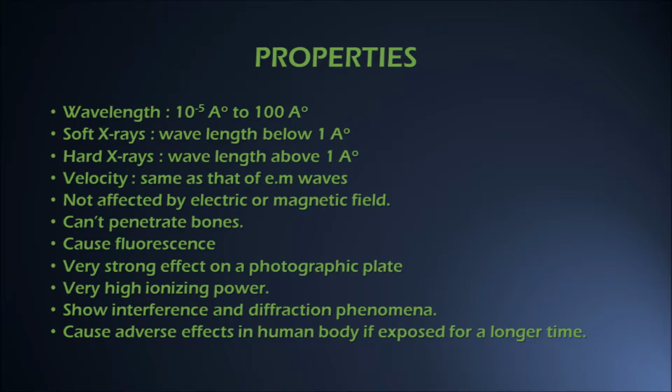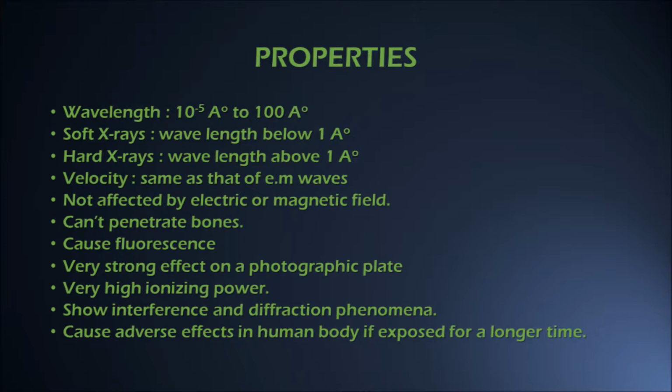When X-rays pass through any matter for a long time, then heat is produced. X-rays are electrically neutral, so these cannot be affected by electric or magnetic field. X-rays can't penetrate bones due to high density. X-rays can cause fluorescence when they are made incident on some special materials like zinc sulfide. A photoelectric plate is very strongly affected by X-rays. X-rays have very high ionizing power.